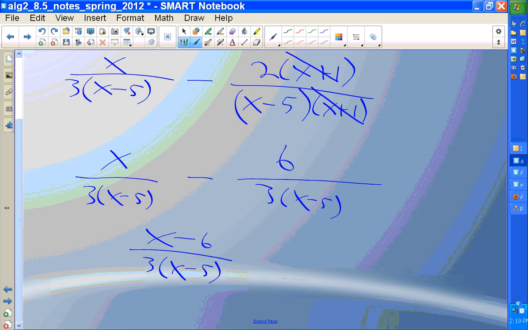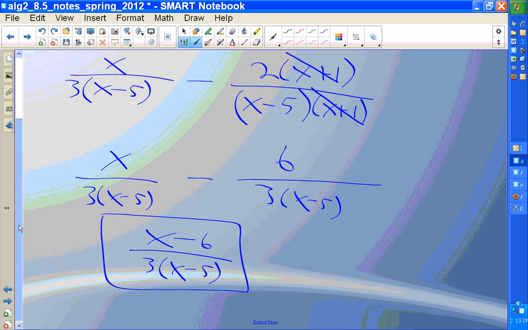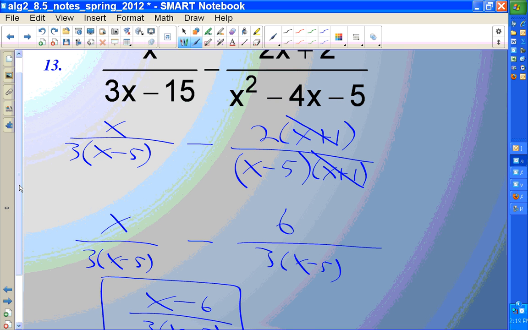Again, still didn't accomplish what I want. We need a polynomial on the right-hand side, and we'll get there. Any questions on this one? So if you can reduce, go ahead and reduce. That's good. But you've got to do it before you get the common denominator. Okay?